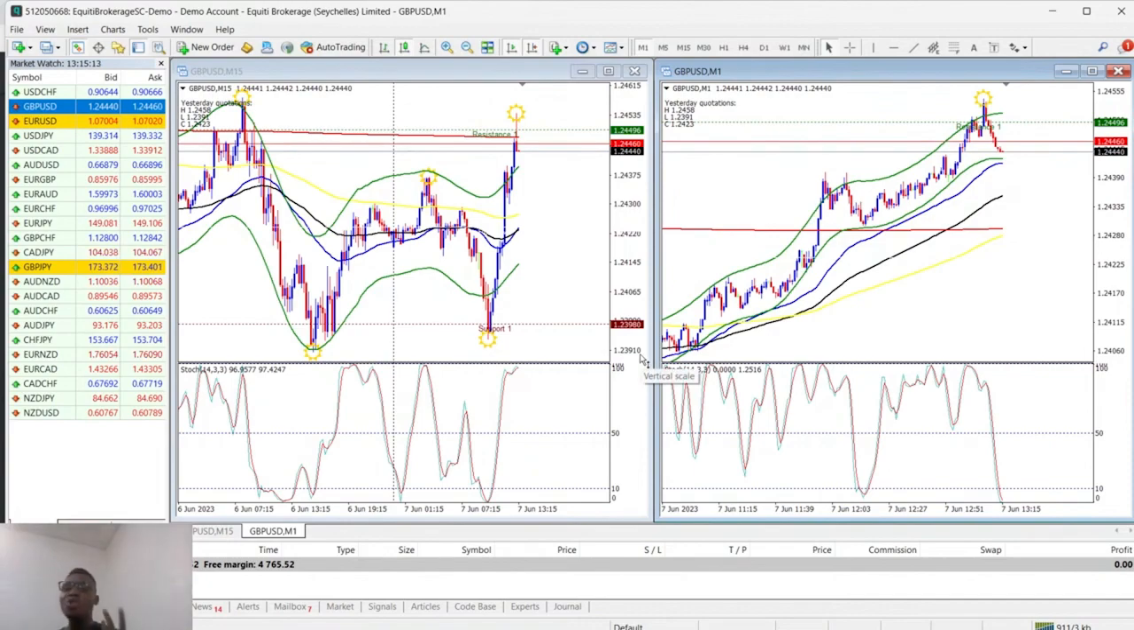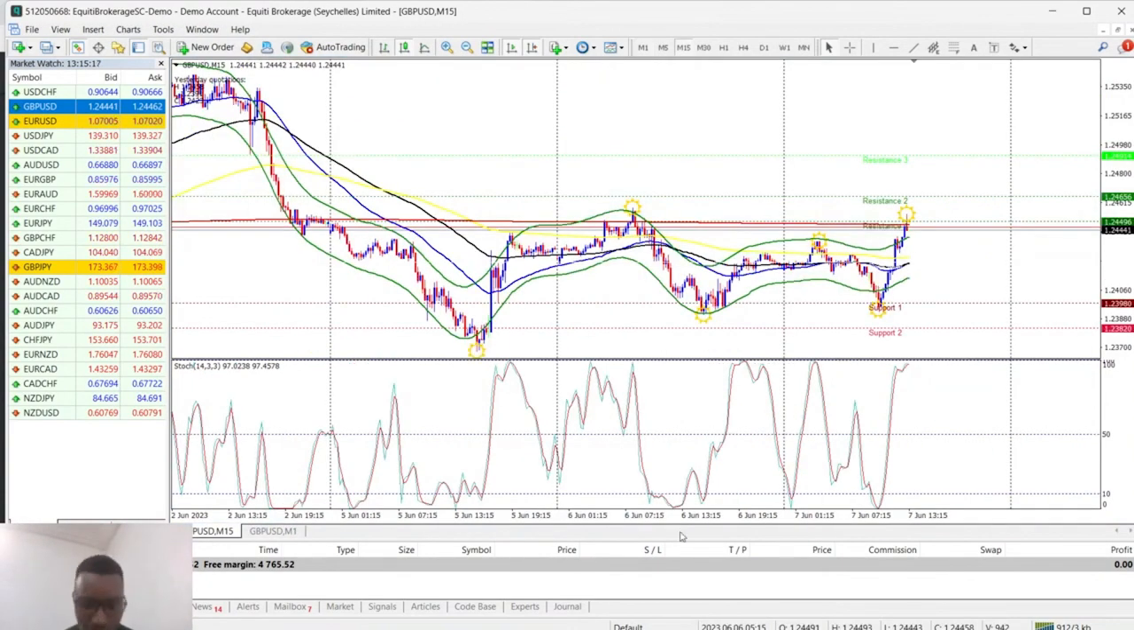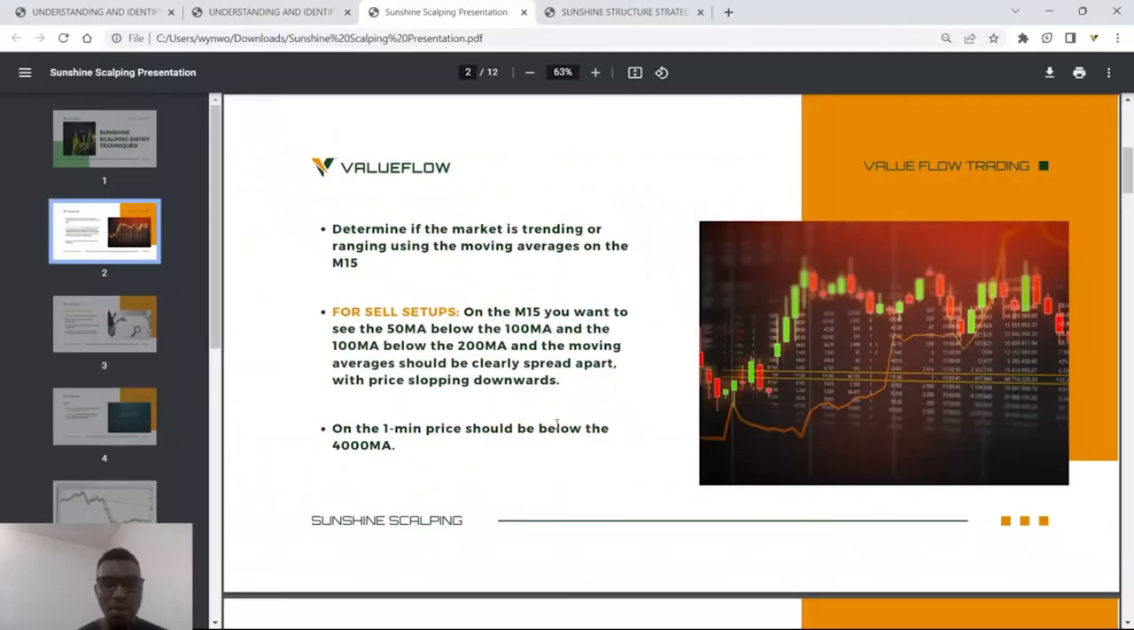Now, we use the 15 minutes time frame to identify the trend. How do we identify the trend? Let me go back to the slide. Look at this. It says for sells. When we want to identify the trend for sell setups on the 15 minutes time frame, you want to see the 50 MA moving average below the 100 MA moving average, and the 100 below the 200, and the moving averages should be what?